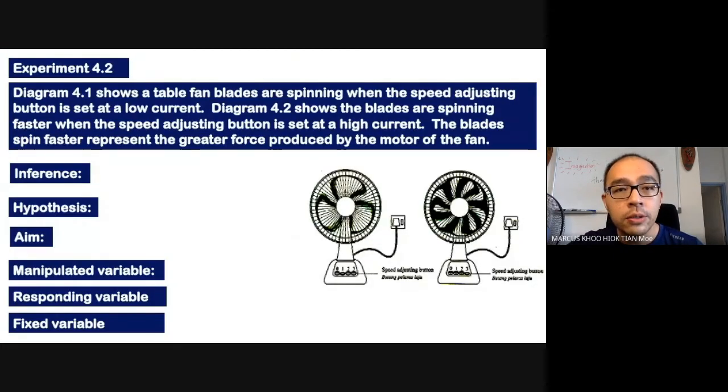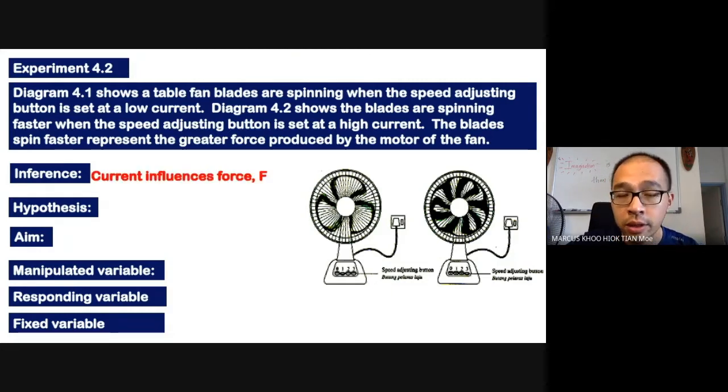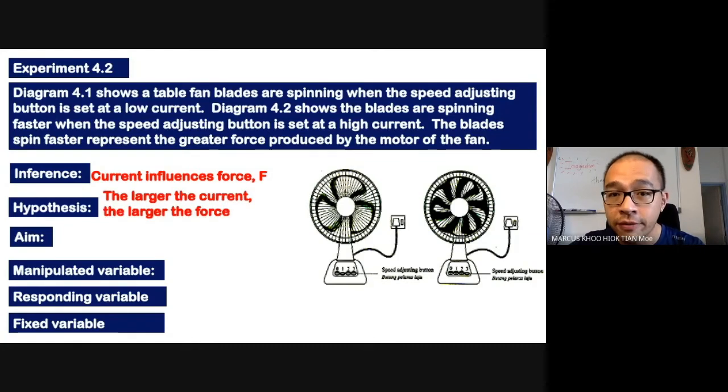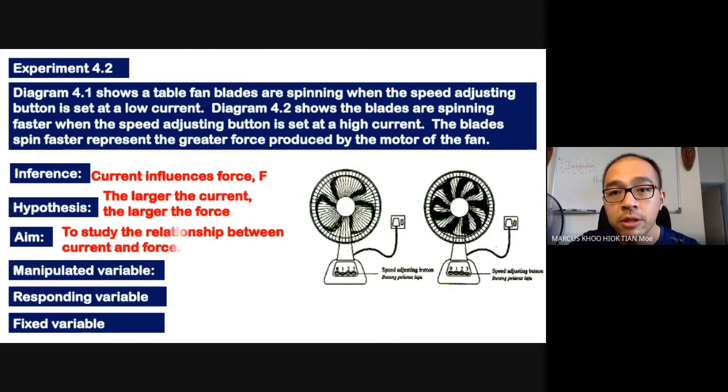I'm going to quickly go through this. You can repeat this video again on YouTube and copy this down later. So the inference is that the current will influence the force. The force depends on the current. Our hypothesis, as you said just now: the bigger the current, the bigger the force. The aim of the experiment is to study the relationship between current and force.